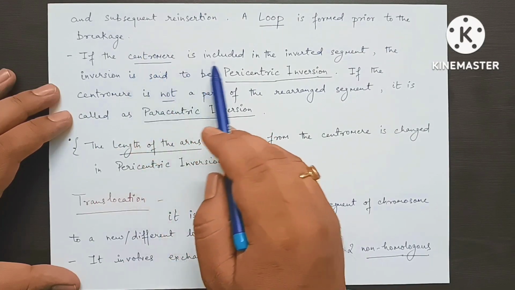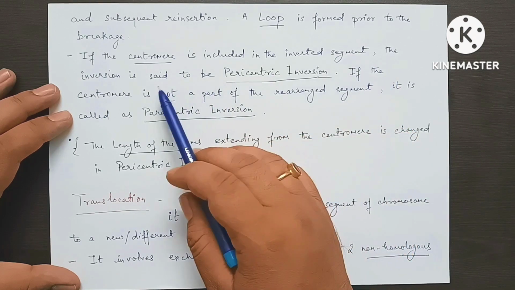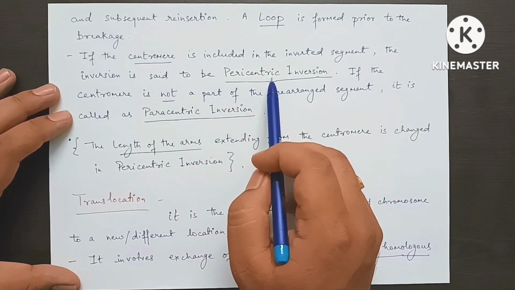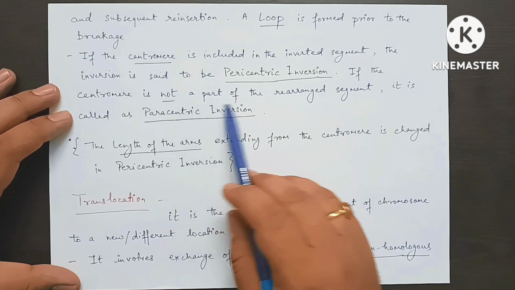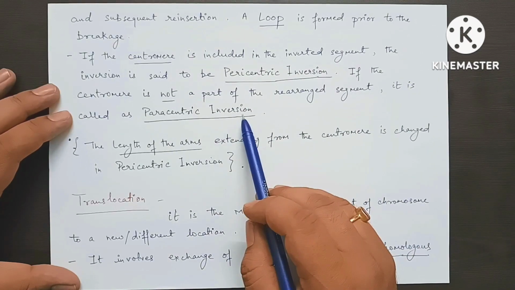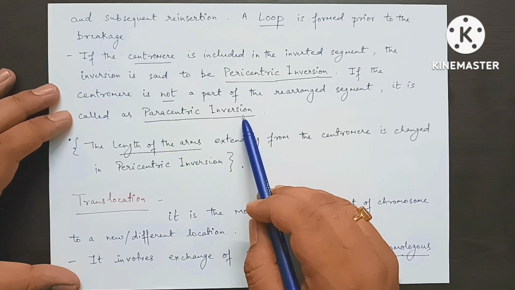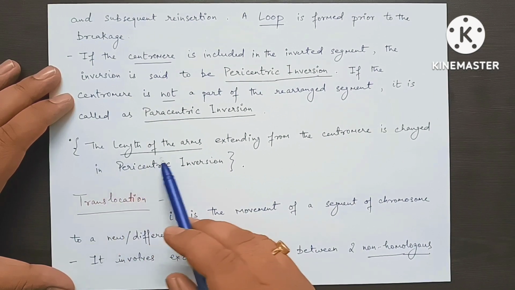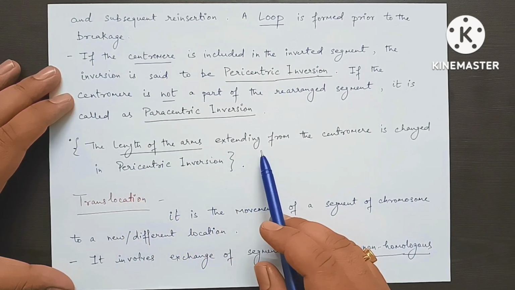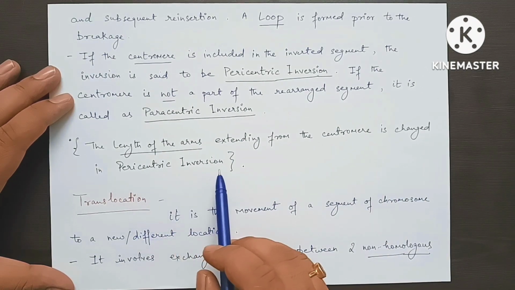If the centromere is included in the inverted segment, the inversion is said to be pericentric inversion. If the centromere is not a part of the rearranged segment, it is called paracentric inversion. Note that the length of the arms extending from the centromere is changed in pericentric inversion.